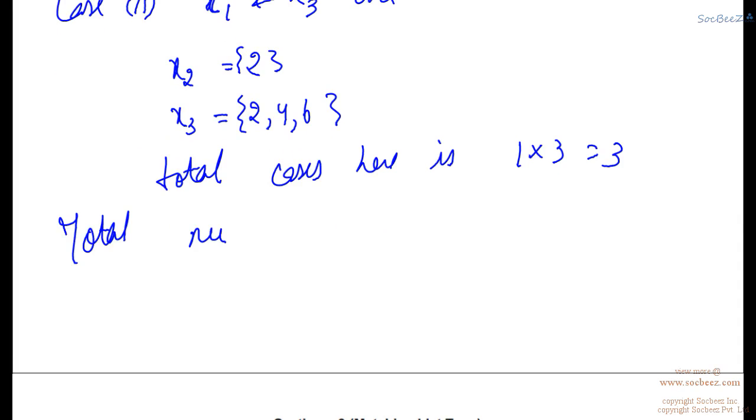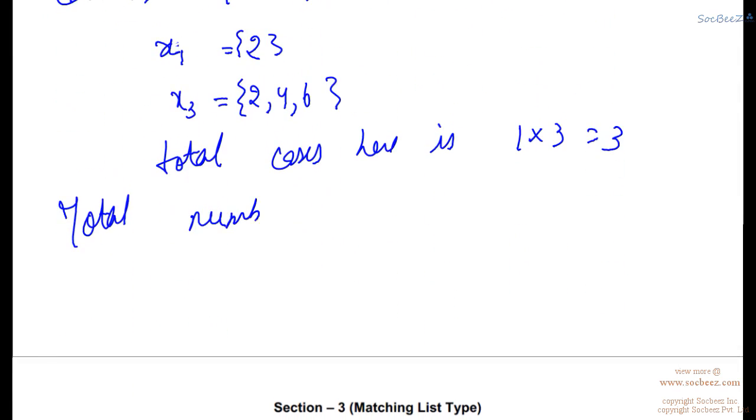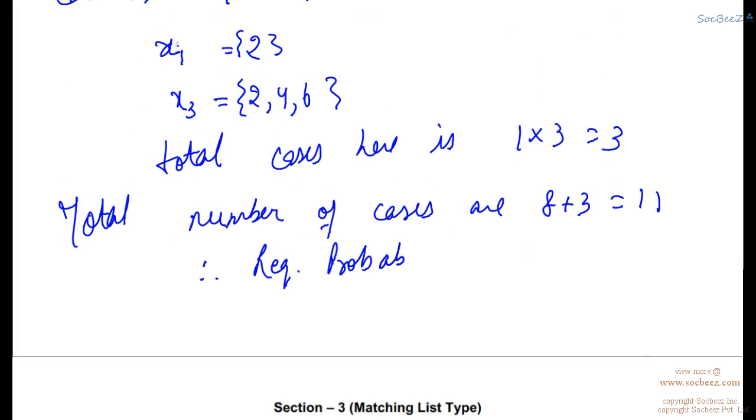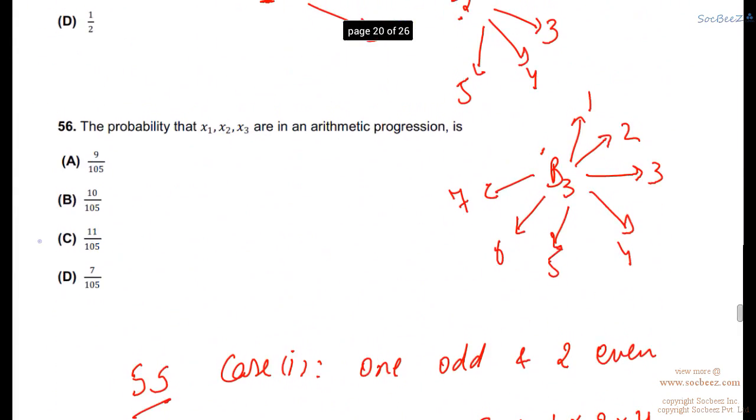So the total number of cases are 8 plus 3, which is 11. So therefore the required probability equals 11 upon 105. Okay, so the correct option here is option C.